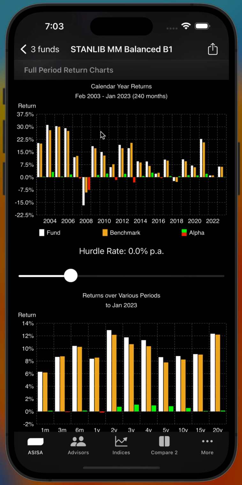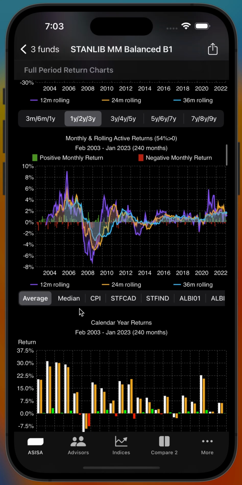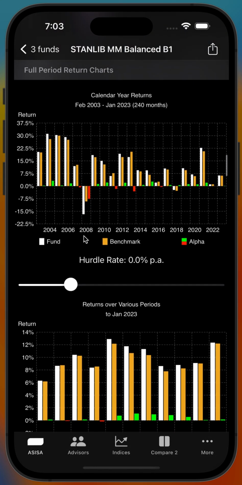The benchmark, in this case, I've left as the ASISA category average. So the benchmark in yellow, and the alpha or the outperformance: if it outperforms, it's green. If it underperforms, it's red. So you can see every calendar year here with legends, etc. And you can see that we've got 20 years of data. So pretty much this first year, 2003, would actually only be 11 months, and 2023 would only be the month of January, so a single month.